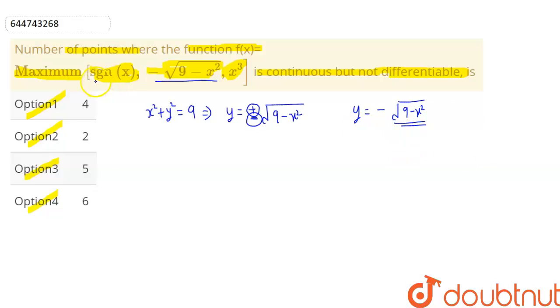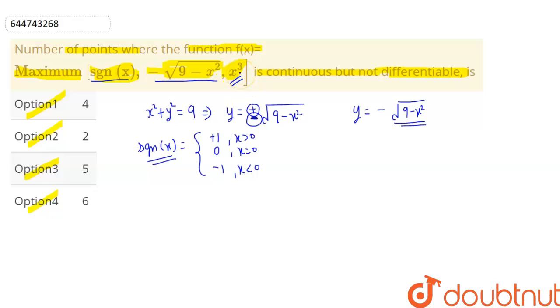Now let us also recall what is signum of x. Signum of x is defined like this: its value is equal to minus 1 when x is less than 0, it is equal to 0 when x is equal to 0, and it is plus 1 when x is greater than 0. Now at last we have this x cube function, and all of us know how y is equals to x cube looks like.